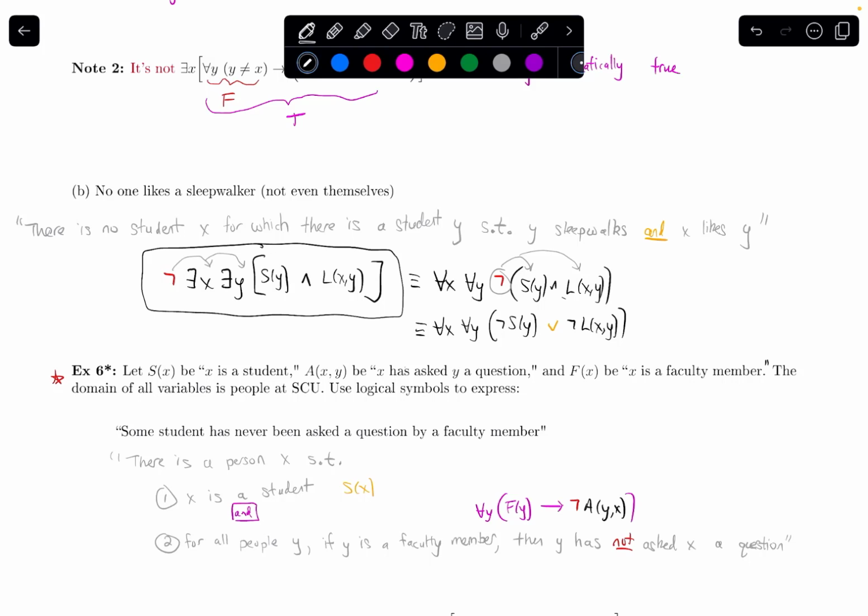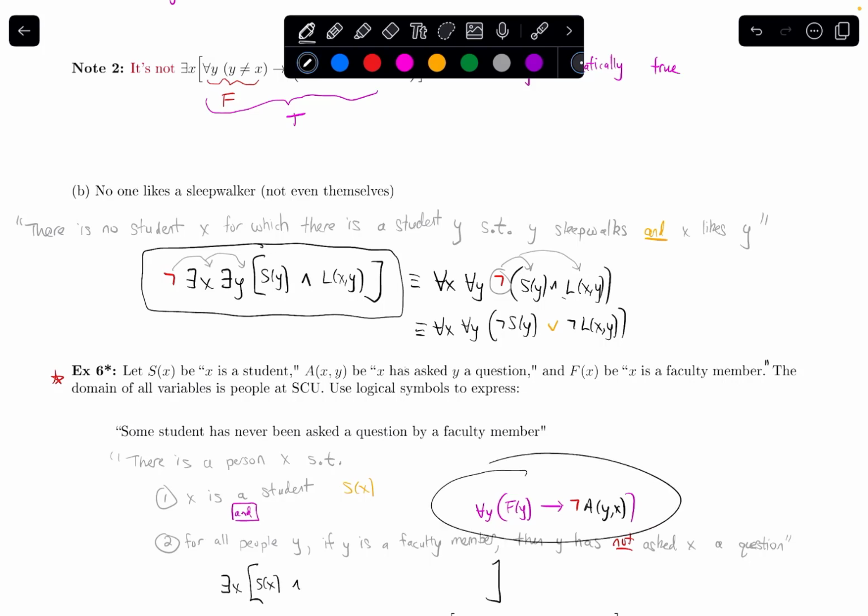So first we have this, there exists. So there exists a person X such that all of this is happening. So I'm going to put a big old bracket. And the first part of my AND statement, I'm going to use my AND operator, is S of X. And the second part of my AND statement was all of this.